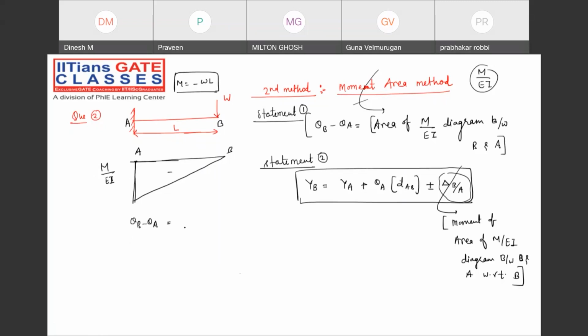Take the area of this bending moment diagram. What is the area? M by EI into L. So now theta B is half of M by EI into the length, half of base into height. Theta A is 0. So theta B will be M, which is W into L square, divided by 2EI. Check it out, all of you. Are you getting the same slope or not?